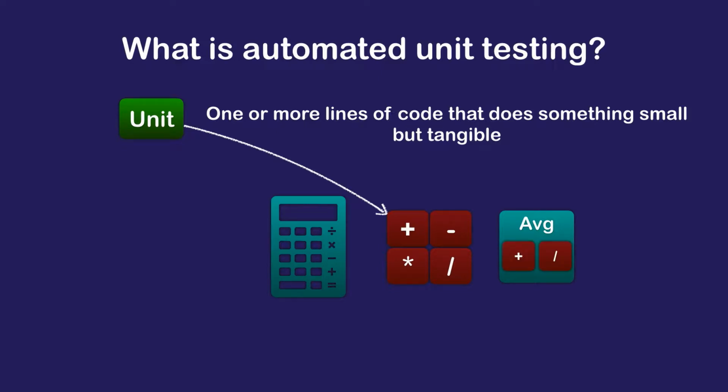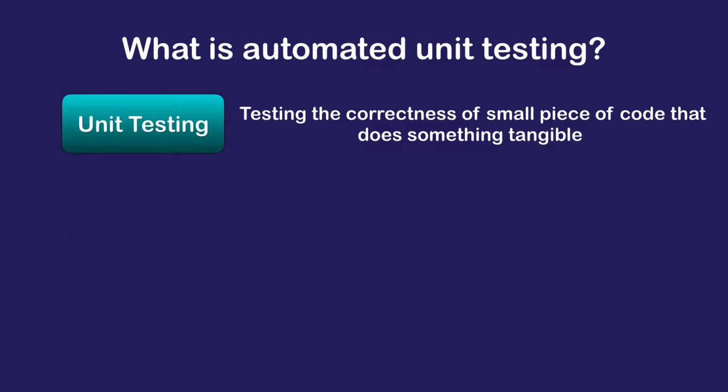We need to understand here that unit is a loosely defined term and subjective. In most cases, you refer to a small function or subroutine as a unit, but it is not always true. There may be functions or subroutines that are made up of a group of units. So unit testing is taking a small piece of code that is written to do something small but tangible and testing it to verify whether it is working as expected or not.